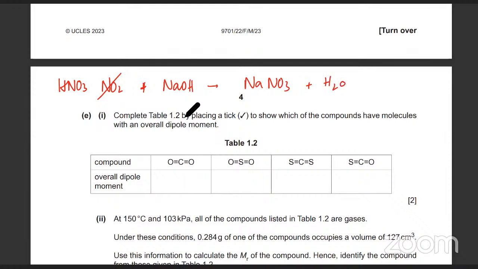Anyways, complete the table by placing a tick to show that the compounds have molecules with an overall dipole. So carbon dioxide, will it have an overall dipole? What is the shape of carbon dioxide? 180 degrees, and I think no dipoles because they cancel out. Both oxygens will be pulling electrons and they will get cancelled out. So no dipoles over here.